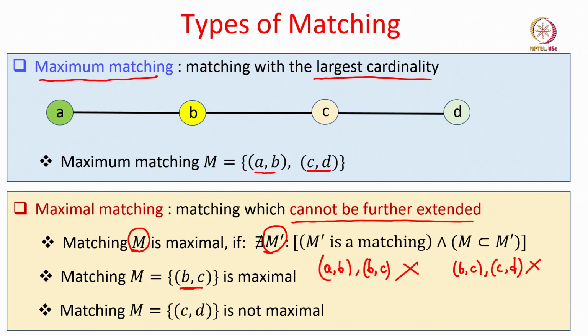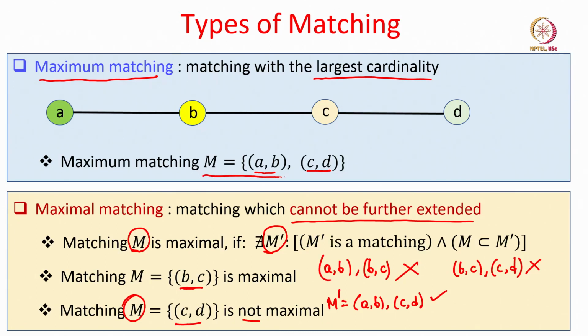In the same way, the edge CD is not maximal, because if I include the edge AB in this collection of edges, which is just the edge CD, then I still get a matching whose size is more than this M. So, that is why the edge CD is not a maximal matching. Now we can simply say that every maximum matching is maximal, but the other way around need not be true.